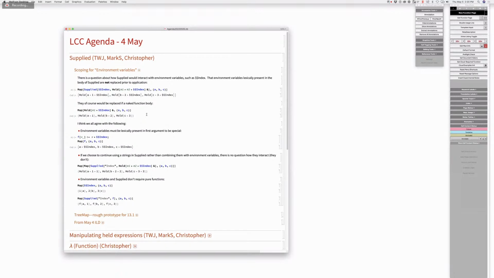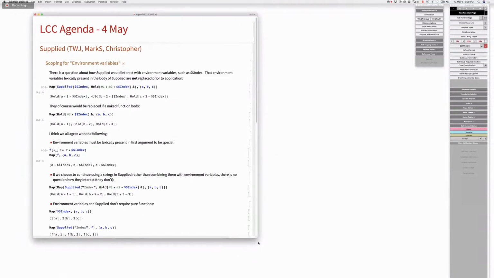Can you guys increase the magnification a bit? I'm having a bit of trouble seeing that on my laptop. Why? We usually should be fine. Okay, all right, fine. Okay.